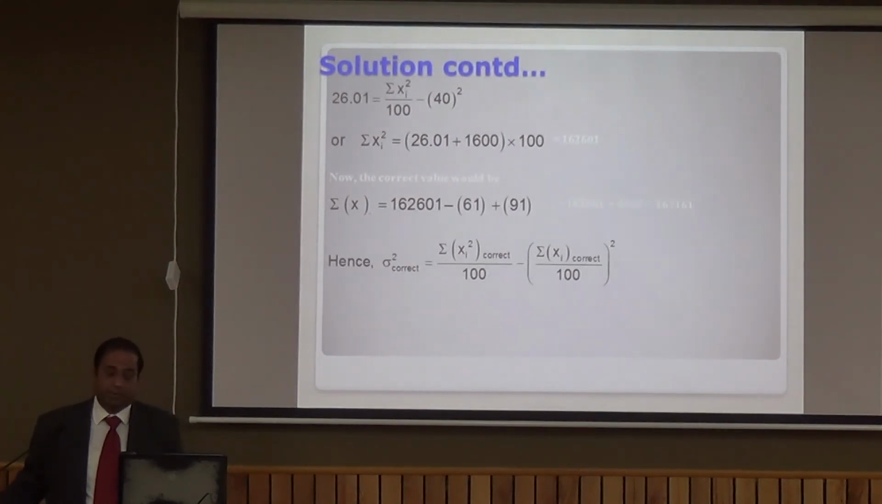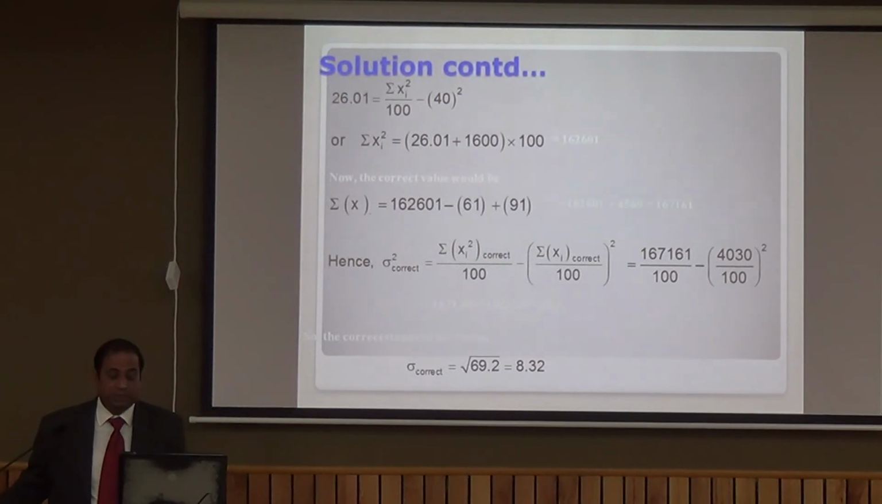Then we apply the formula to get the correct variance, that is the correct summation of xi square divided by the number of observations minus (correct summation of xi upon 100) whole square. And by substituting the values in this way, we get the value of the correct standard deviation, which is the square root of 69.2, that is 8.32. So this way we have calculated all the values which we need to find out the correct standard deviation as well as the correct mean.